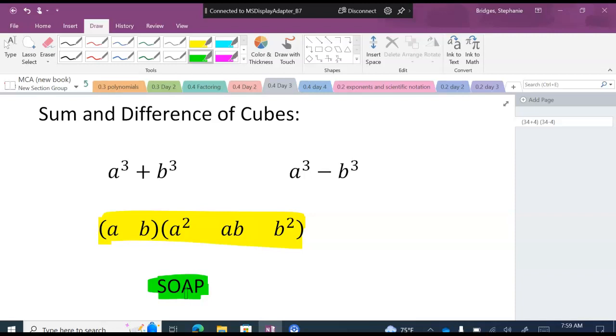The word SOAP helps us fill in your signs, and you have 3 positions for your signs. I'm going to circle those. You're going to put a sign here, and a sign here. What I mean by a sign is a plus or minus sign.